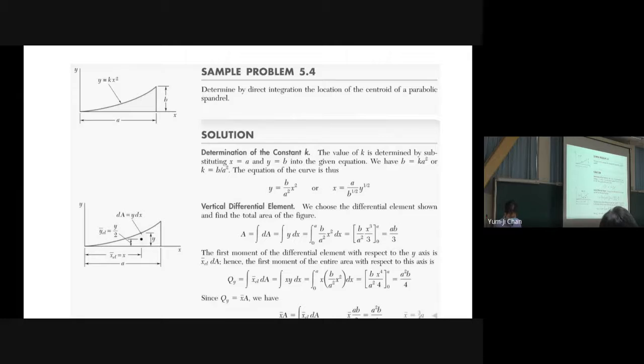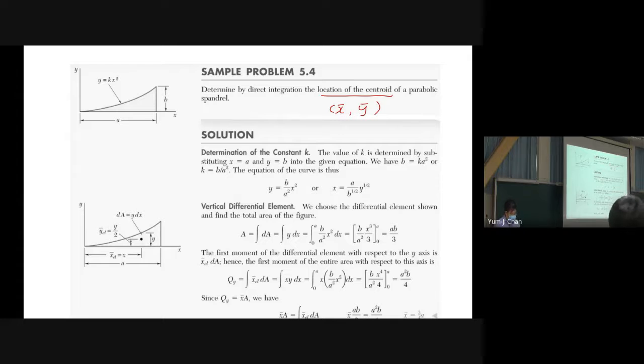So we need to determine the location of the centroid, which is x bar and y bar. And I think we had a similar question in the examination before, right? In the examination, I only asked you to determine x bar. I did not ask you to write y bar. If you remember, the shape looks something like this. Now we want to determine both x bar and y bar.